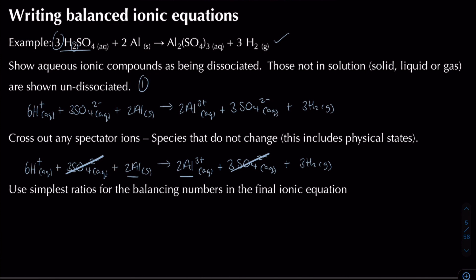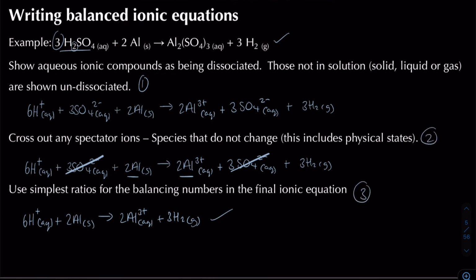I end up with a full equation which looks like this, where I've got 6 lots of H+, and that's going to be aqueous, and that's going to be reacting with 2 lots of aluminium, which is going to be solid, and that's going to form 2 lots of aluminium ions, which is going to be aqueous, and then I end up forming 3 lots of hydrogen as well, which is going to be a gas. So I've got here now my balanced ionic equation for this reaction itself. So there's step 1, step 2, and then step 3 done there as well.